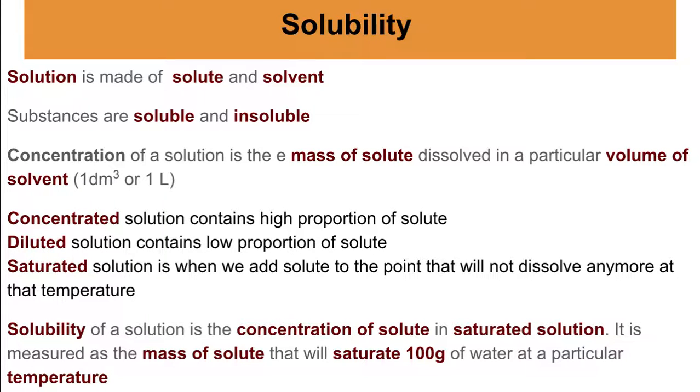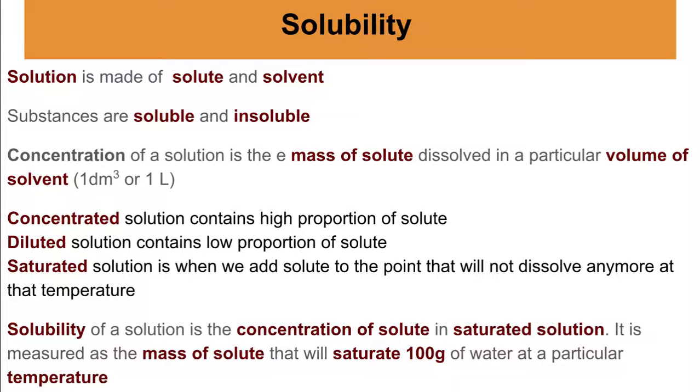And when we talk about solutions, we talk about concentration. The concentration of a solution is the mass of solute dissolved in a particular volume of solvent, and this volume is 1 liter or 1 decimeter cube. It's the same thing. A concentrated solution has a high proportion of solute. A diluted solution has a low proportion of solute. A saturated solution is when we add solute to the point that it will not dissolve anymore at a certain temperature.